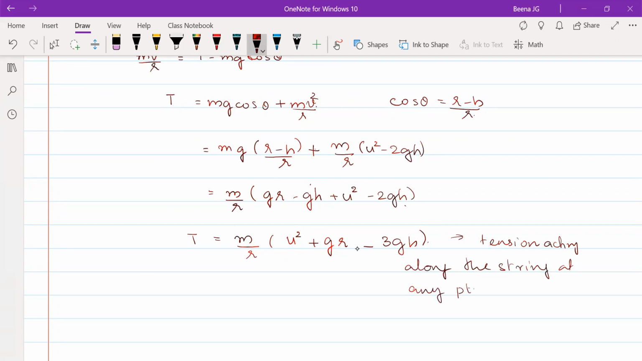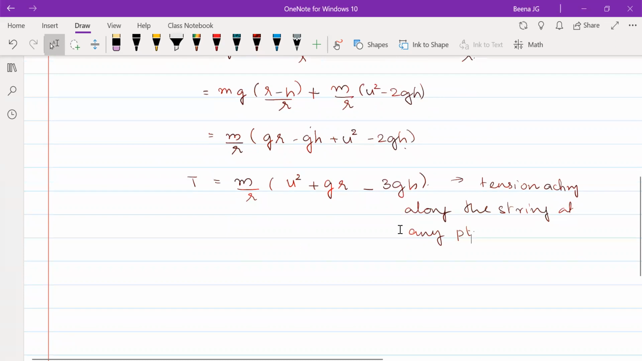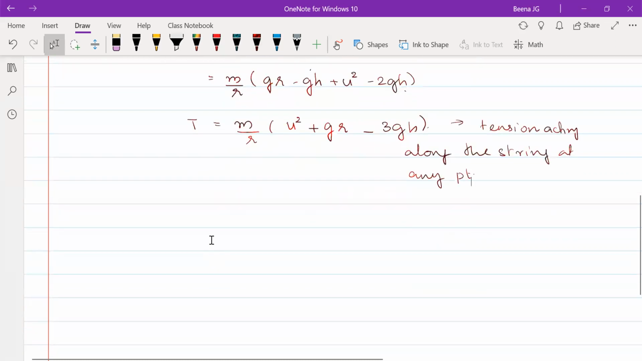Now we will do one thing. We got the general expression for velocity as well as tension. Now we will apply the conditions for the different points. I told you in the beginning, we are going to find the tension at the bottom and the top. We are going to find the minimum velocity that is needed for the particle to move around in the circular path. So now the special cases we are considering.